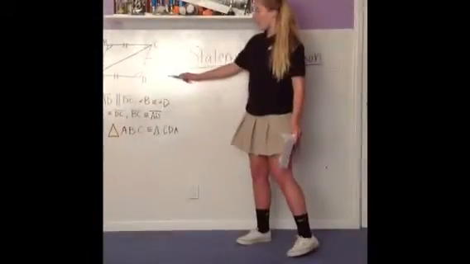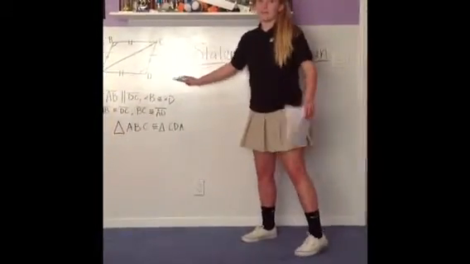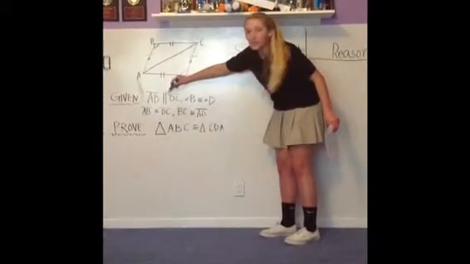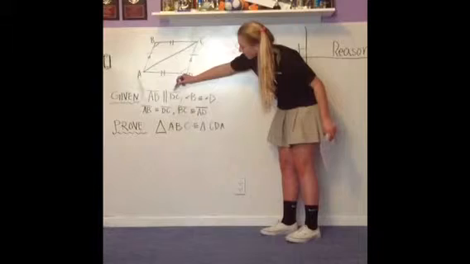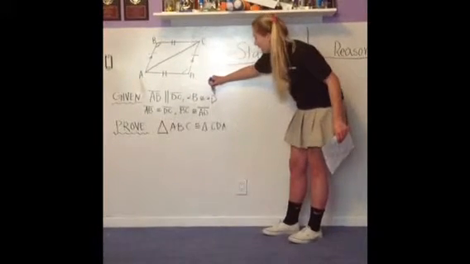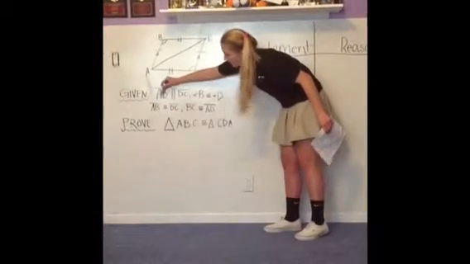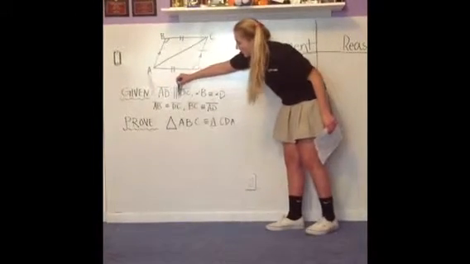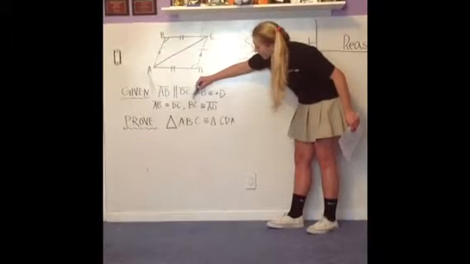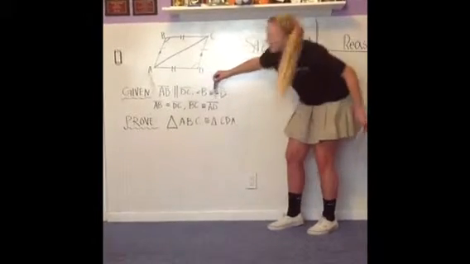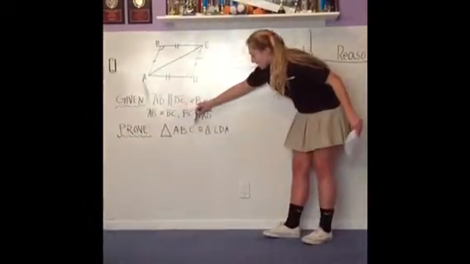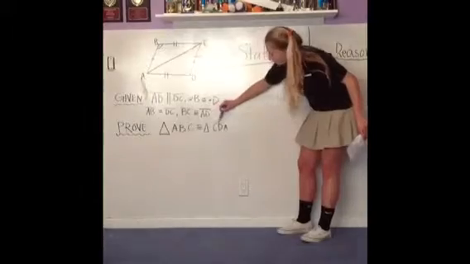Now we're going to try using the third angles theorem in a proof. In this proof, we are given that line segment AB is parallel to line segment DC, angle B is congruent to angle D, line segment AB is congruent to line segment DC, and that line segment BC is congruent to line segment AD. We are trying to prove that triangle ABC is congruent to triangle CDA.